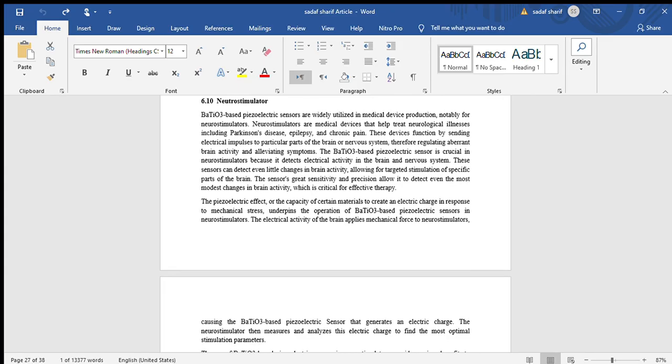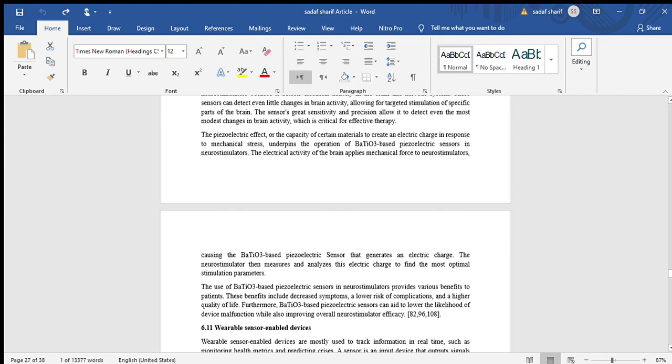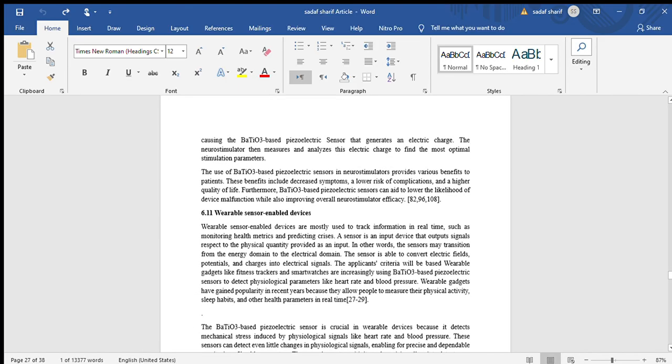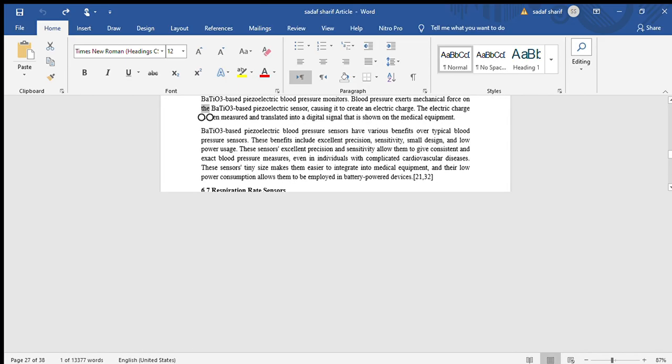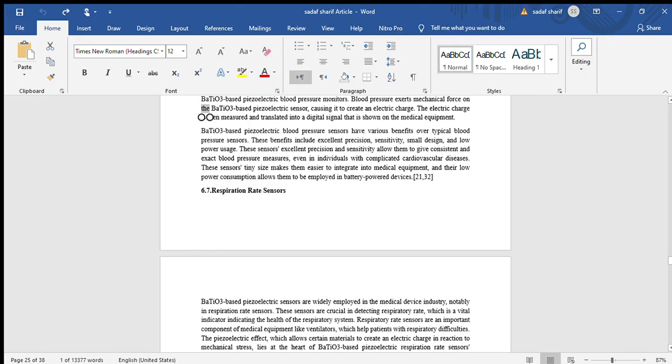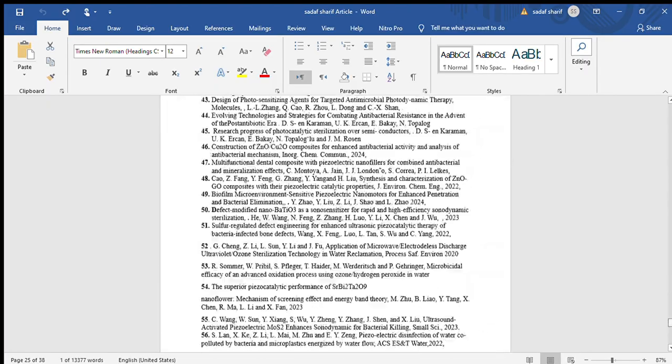The piezoelectric effect, or the capacity of certain materials to create an electric charge in response to mechanical stress, underpins the operation of barium titanate based sensors. The electrical activity of the brain applies mechanical force to neurostimulators, causing the barium titanate based piezoelectric sensors that generate the following characteristics.